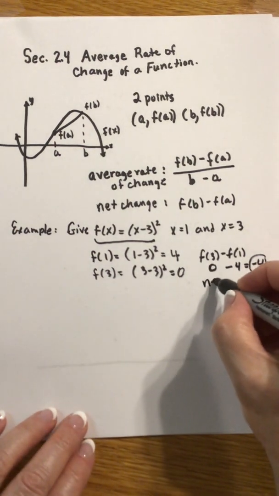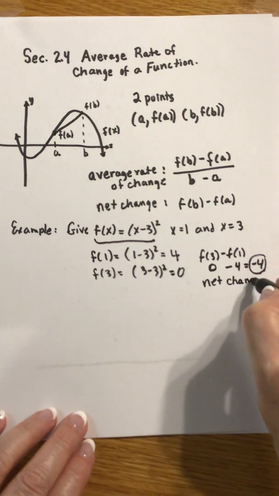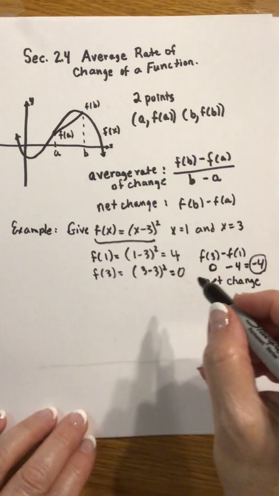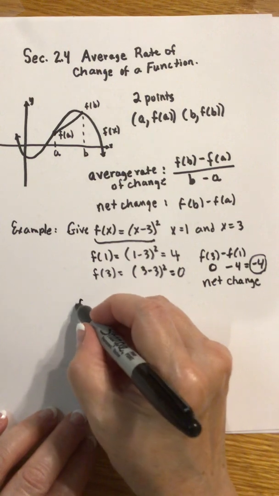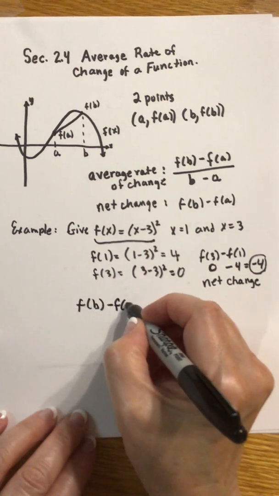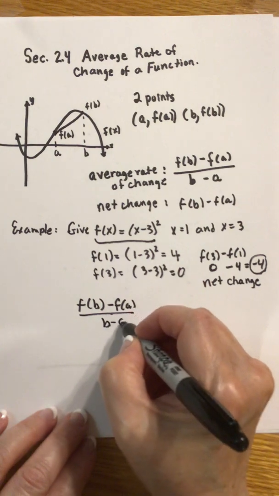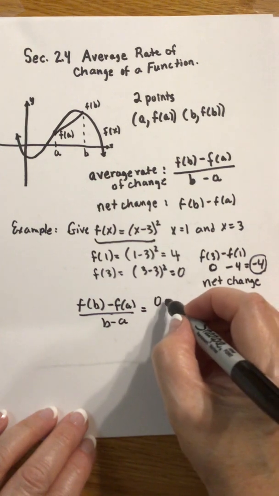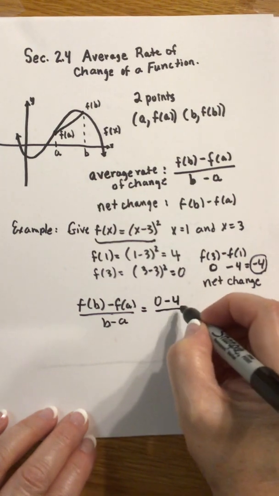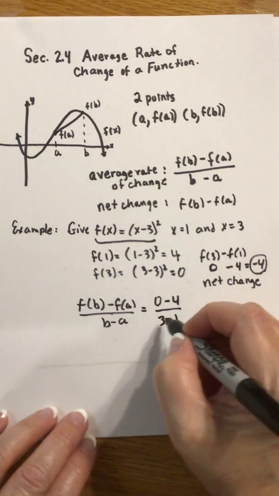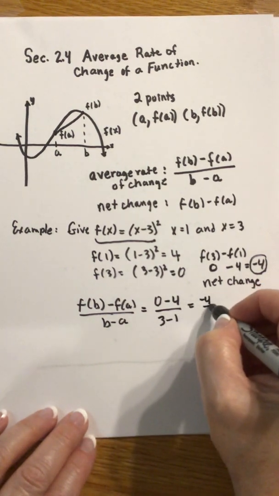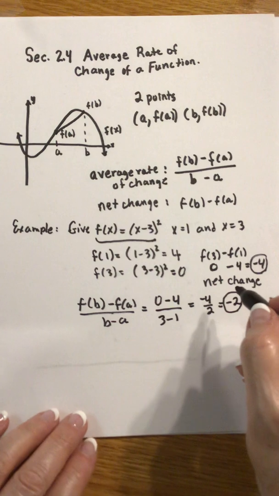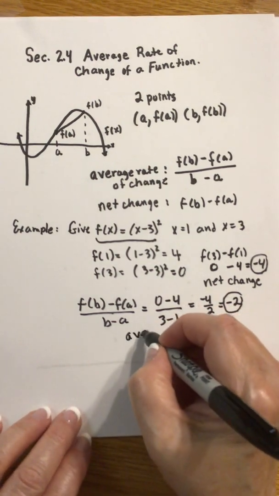That's the net change. We're just taking the numerator part for net change. So the average rate of change is going to be f of b minus f of a over b minus a. So f of b is my 0, minus f of a, which is minus 4, and then I have my 3 minus 1 in the bottom, my b and a. So I get negative 4 over 2, which comes out to be negative 2. So this one would be called my average rate of change.